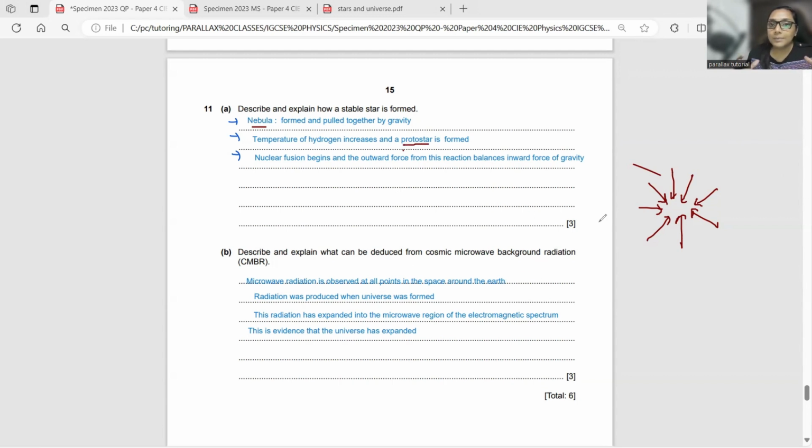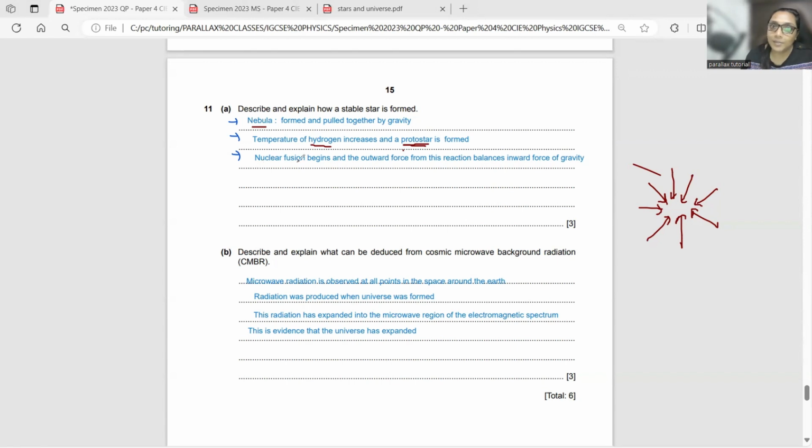When these particles are coming together, obviously they are colliding with each other. So the temperature of these hydrogen particles starts increasing. The temperature of this nebula starts increasing, and this is where it is called a protostar. Still, it is unstable, because the reason is still the same: the force existing is the force of gravity.